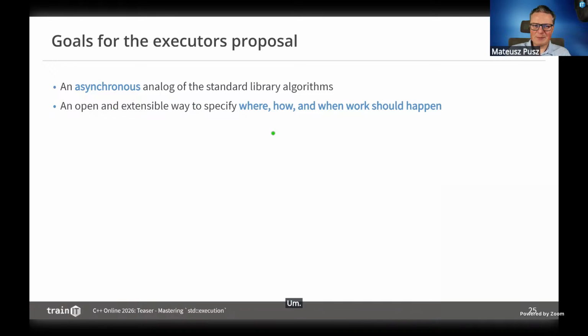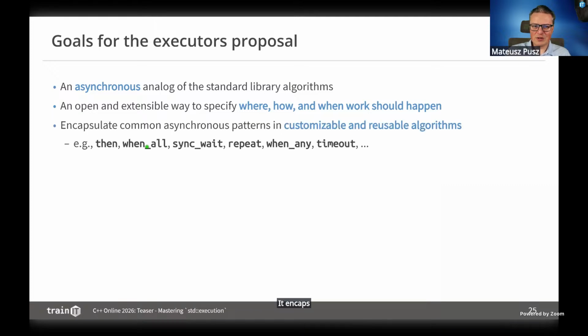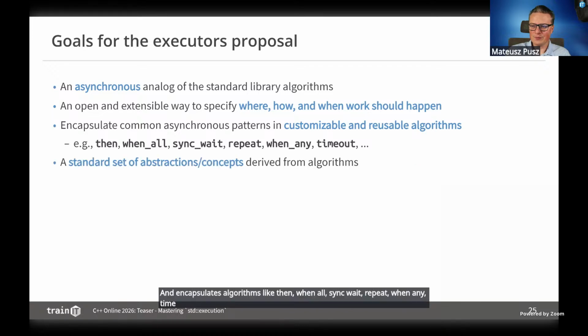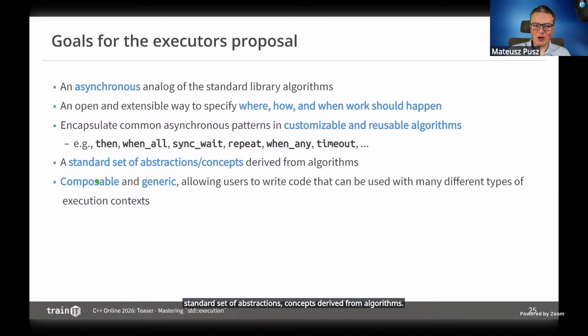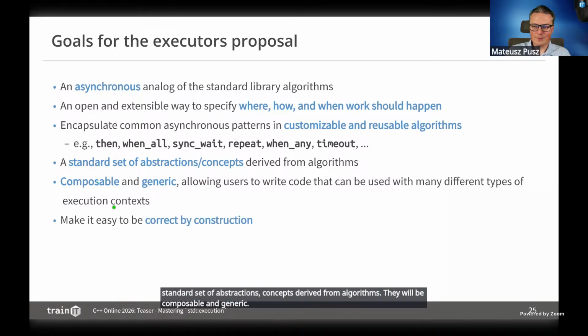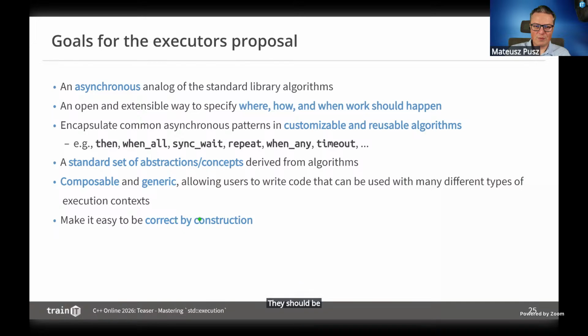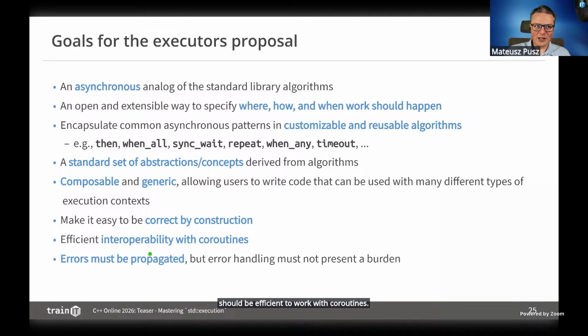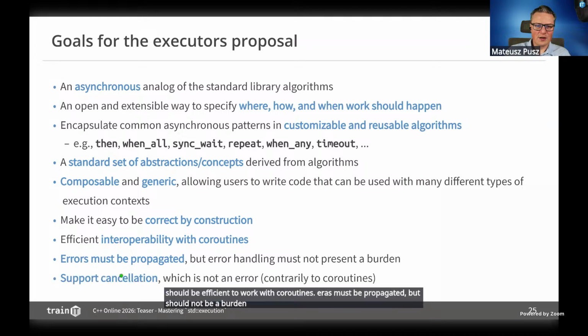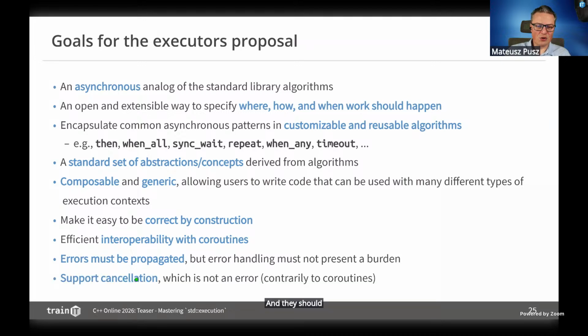This is an open and accessible way to specify where, how, and when the work should happen. And it encapsulates algorithms like then, when all, sync wait, repeat, when any, timeout, and so on. A standard set of abstractions, concepts derived from algorithms. They will be composable and generic. They should be easy to get correct by construction. It should be efficient to work with coroutines. Errors must be propagated, but should not be a burden for the user. And they should support cancellation, which coroutines do not support.